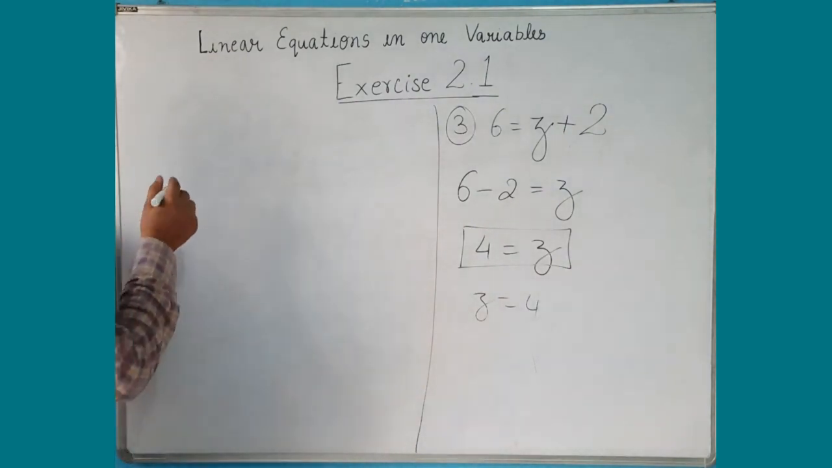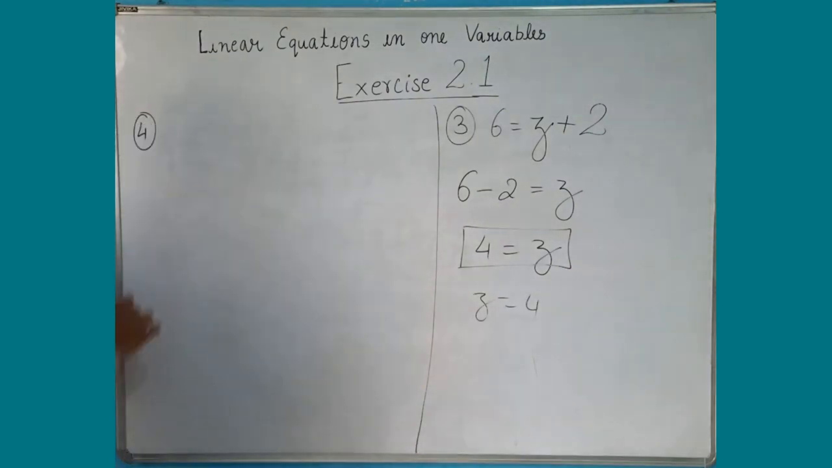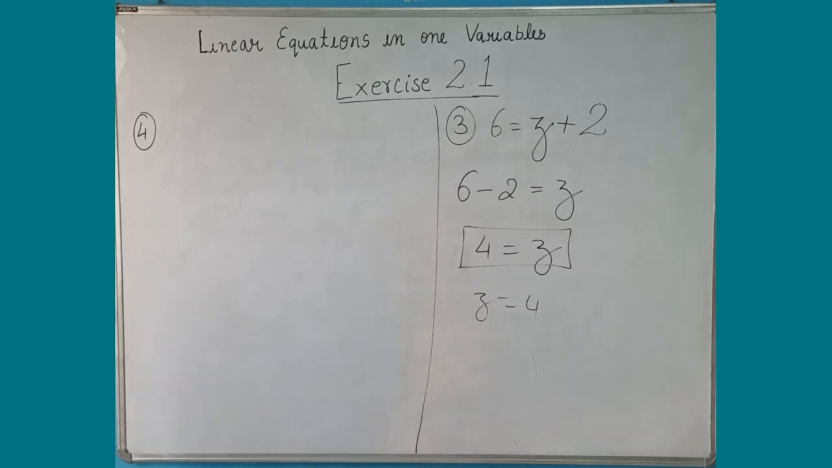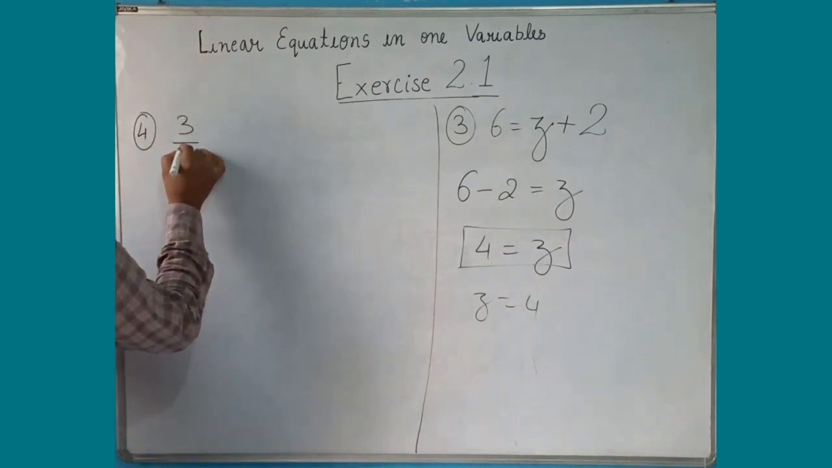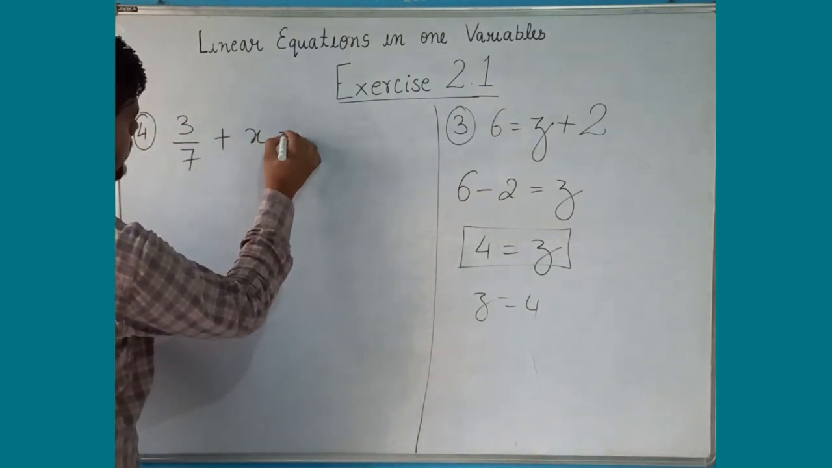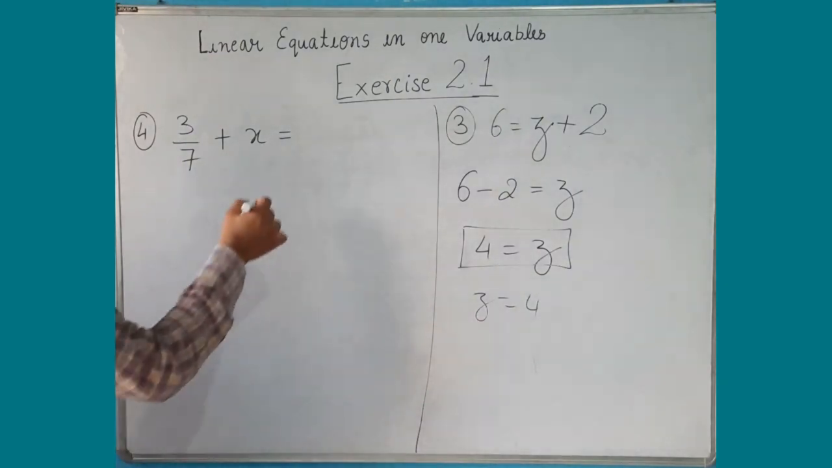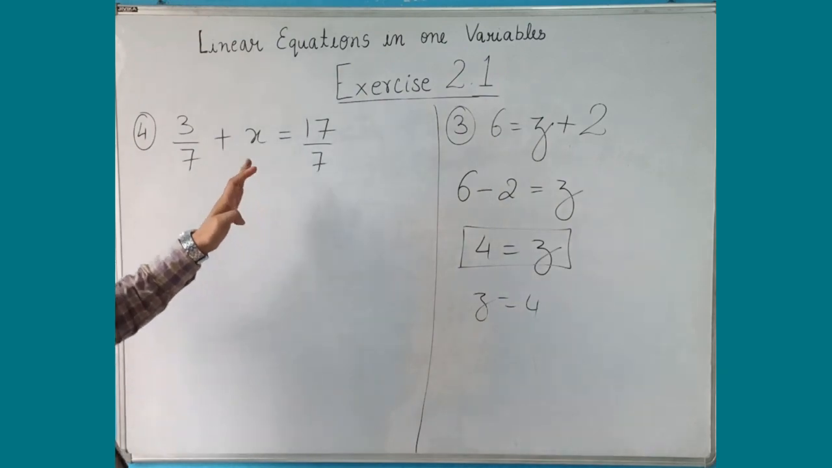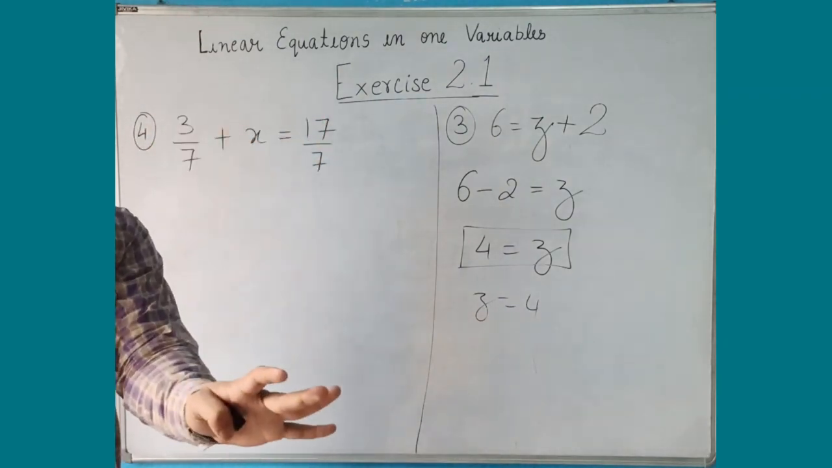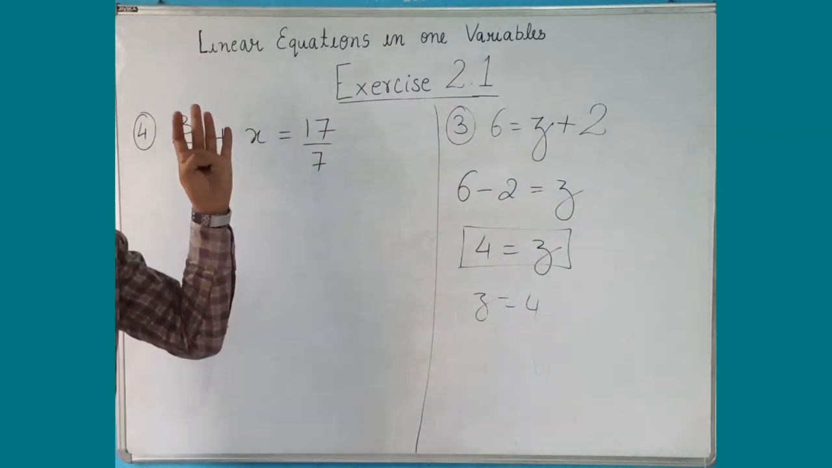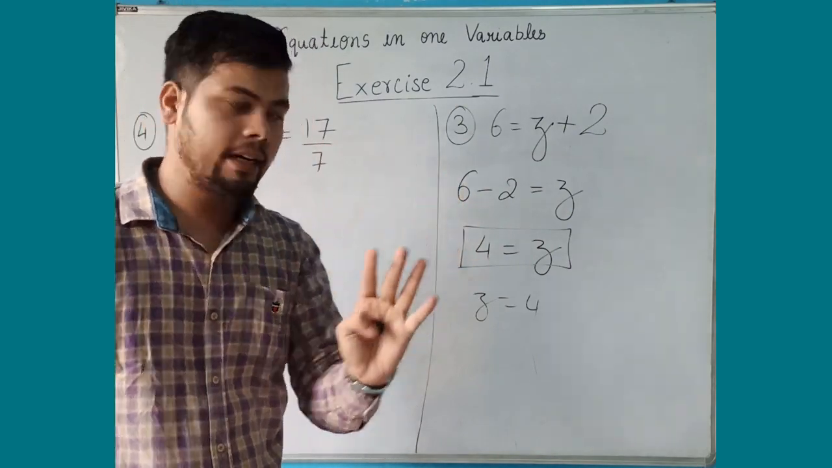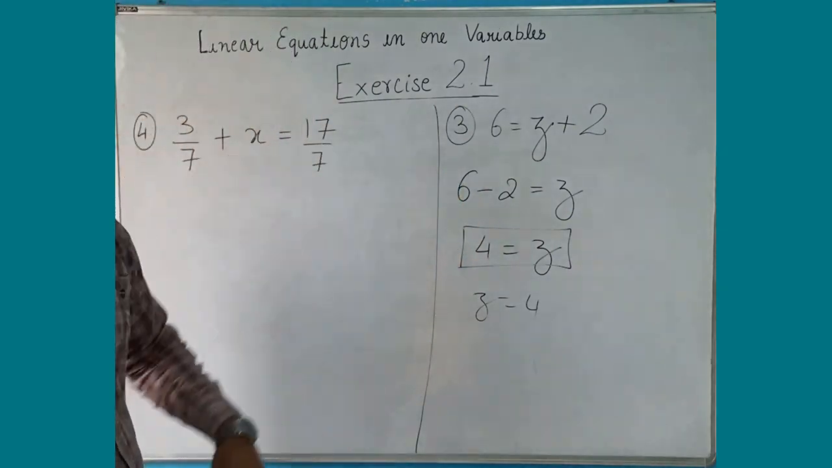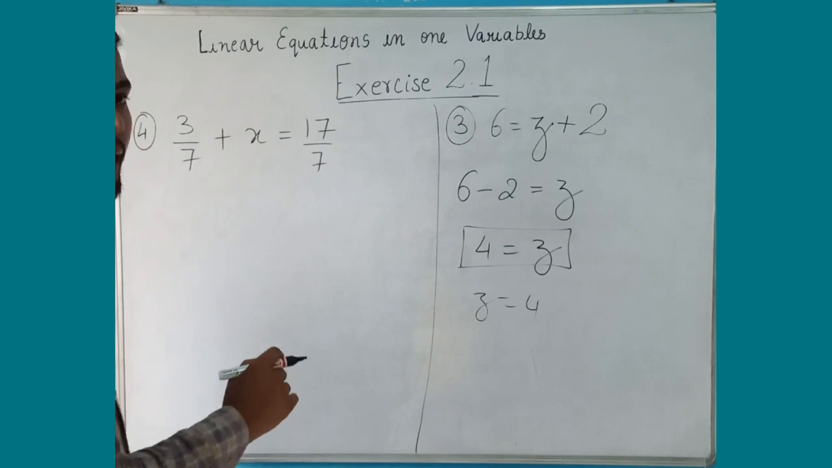Now the next one is question number 4. In question number 4 we have 3 upon 7 plus x is equal to 17 upon 7. In this we have fractions, we have LHS and RHS. Our variable is on the LHS side, so we will not touch our variable's side. Rather, we will shift all the constants to the other side, that is my RHS.